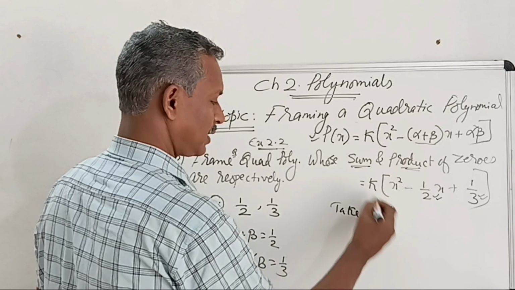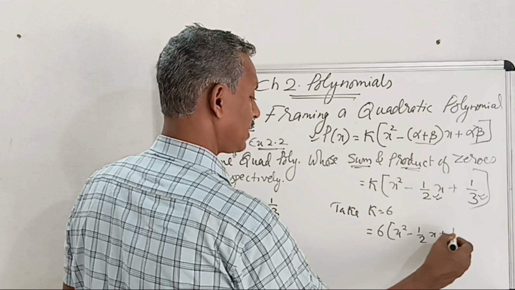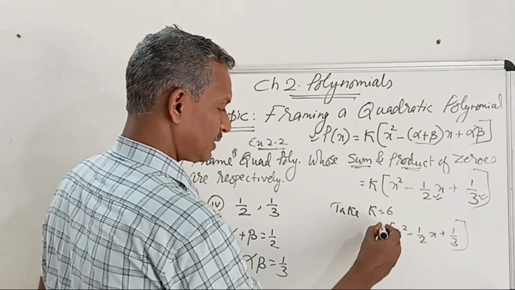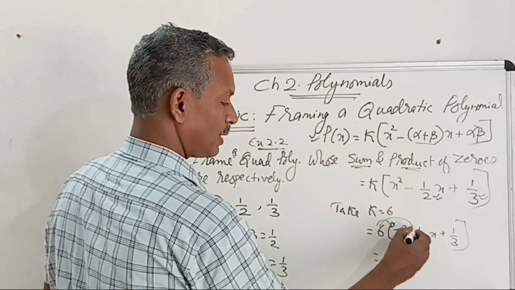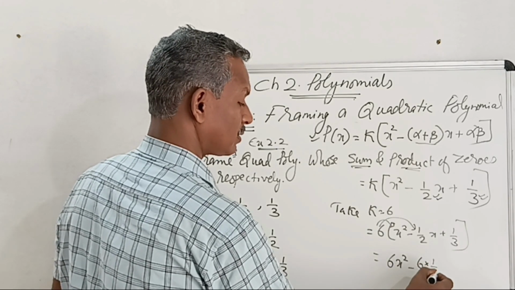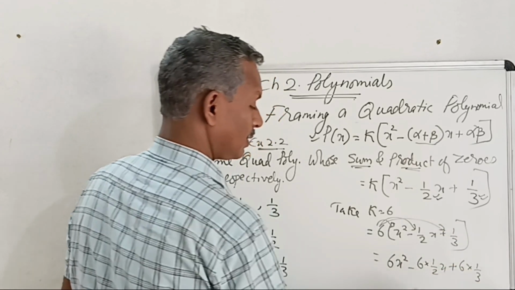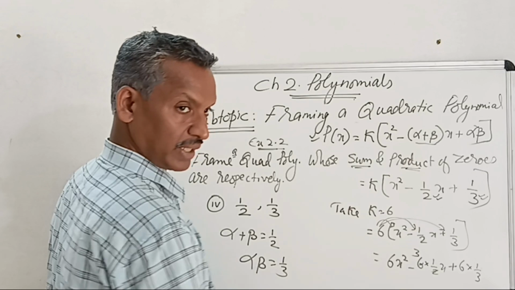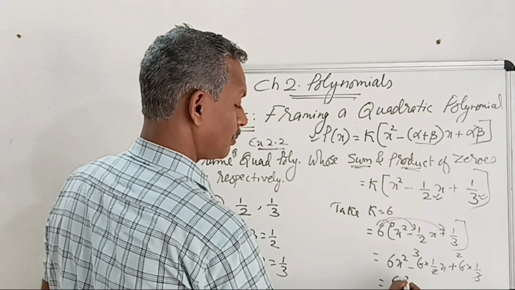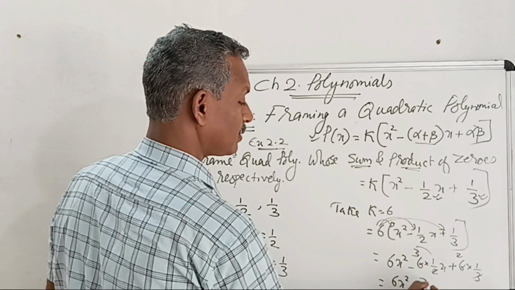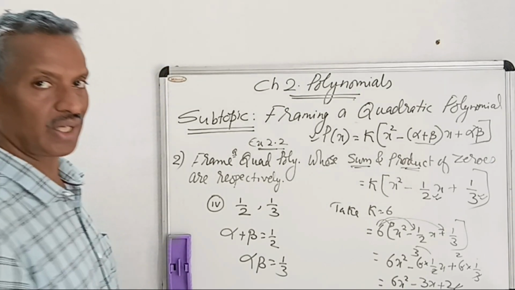When k is 6, 6 into x square minus 1 by 2x plus 1 by 3. With 6 you multiply this, it is 6x square. 6 will multiply this, 6 into 1 by 2x, and 6 will multiply this, 6 into 1 by 3. 2 will cut 6 and you get 3x, and this will be cut and this is 2. So 6x square minus 3x plus 2. Okay, this way we can write.